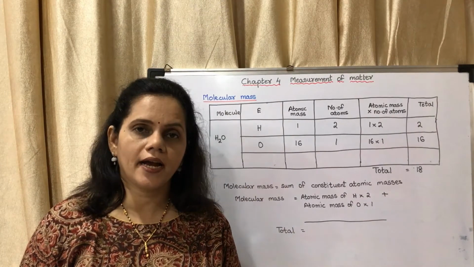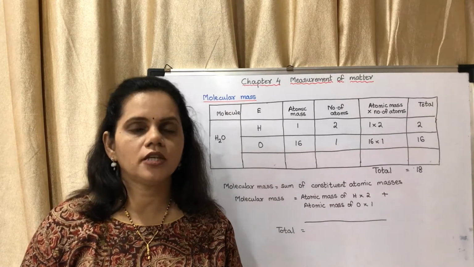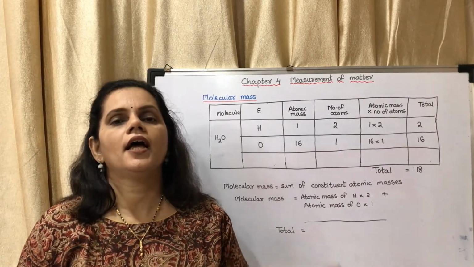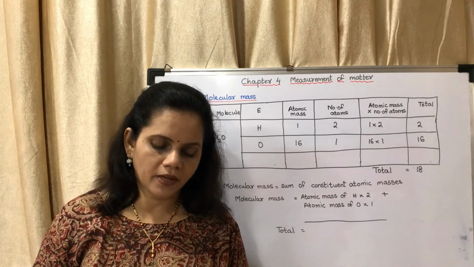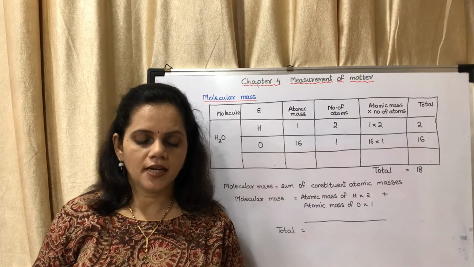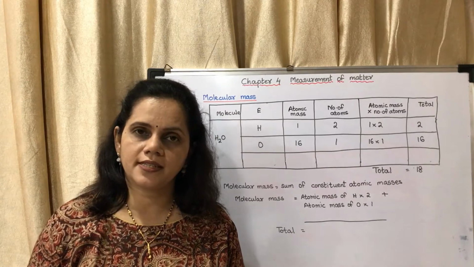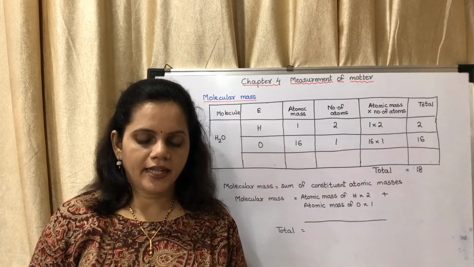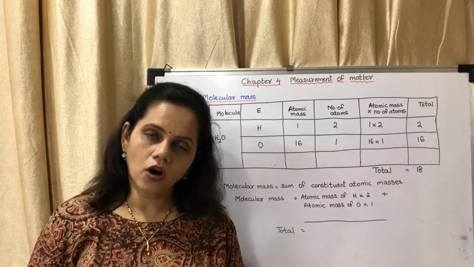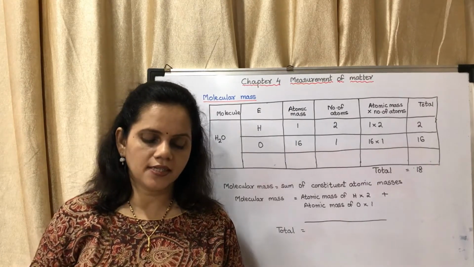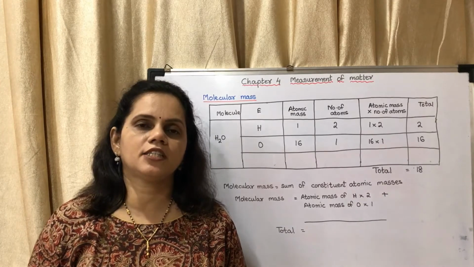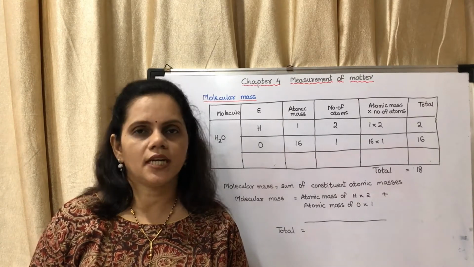You have to add the atomic mass of hydrogen and the atomic mass of oxygen, and you can calculate the molecular mass. So what is molecular mass? Definition of molecular mass: the molecular mass of a substance is the sum of the atomic masses of all the atoms present in a single molecule of that substance. It is expressed in the unit Dalton.